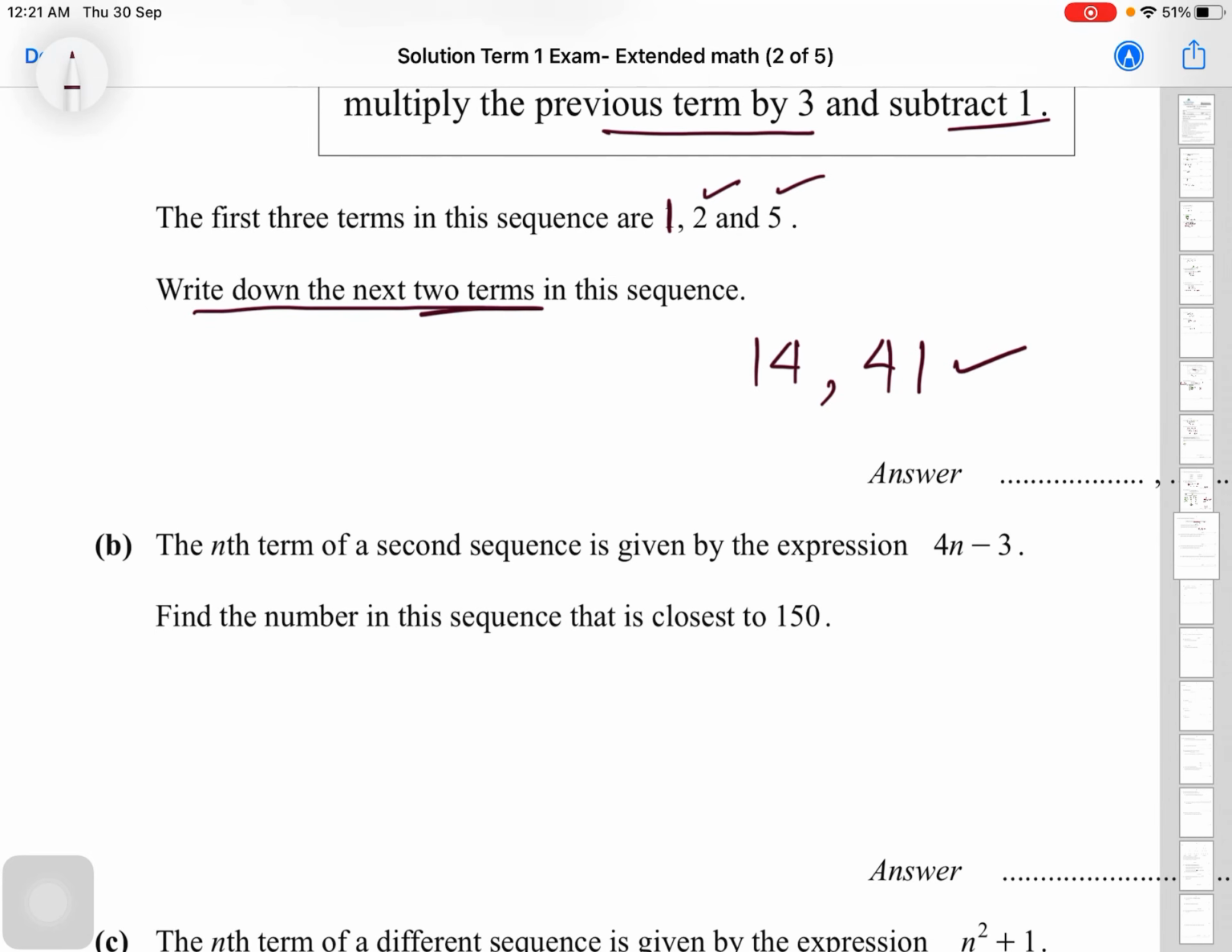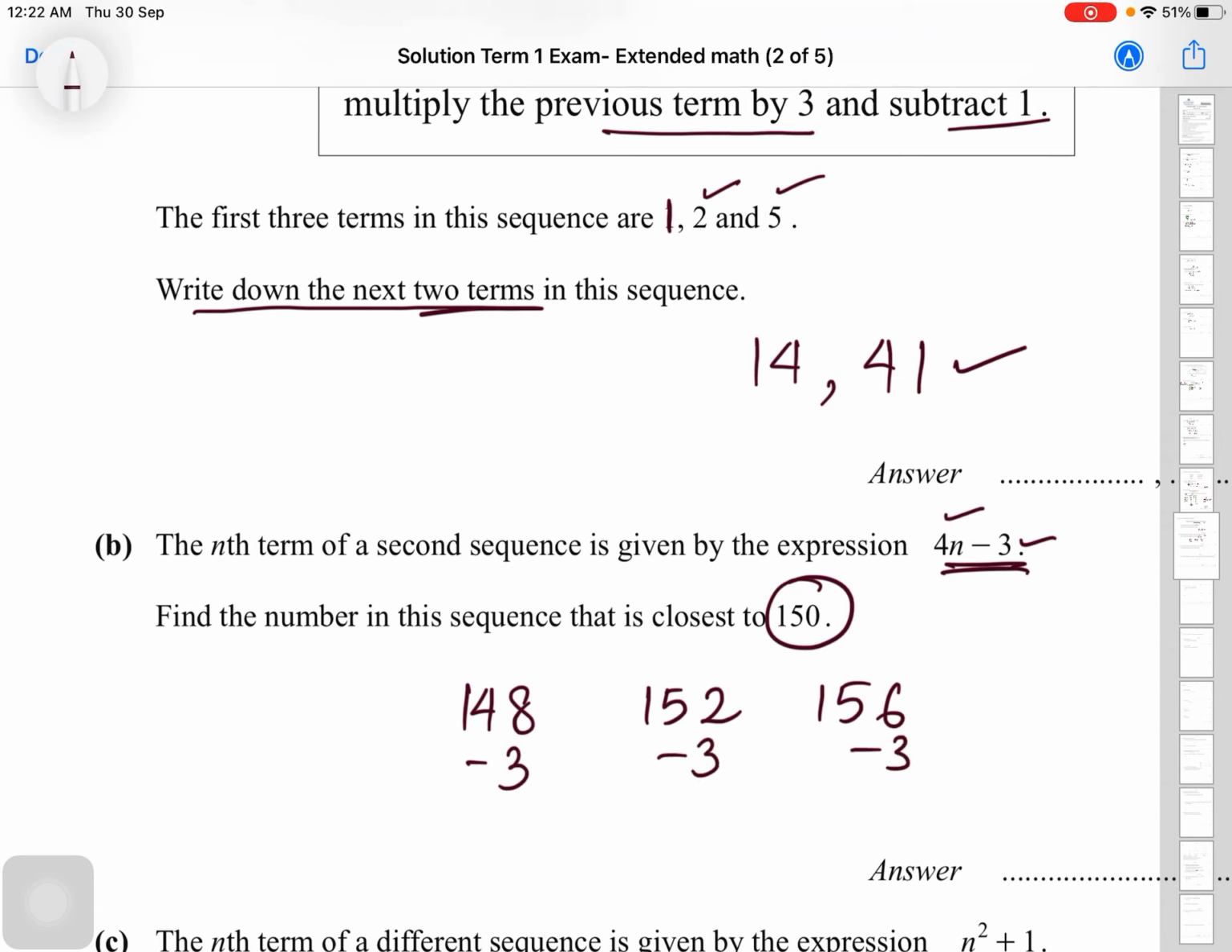The nth term of a second sequence is given by the expression 4n minus 3. Look very carefully. 4n, the multiple of 4 and minus 3. Find the number of this sequence that is closest to 150. So first of all, let's figure out which multiples of 4 are closest to 150. They will be 148, 152, 156 and so on. These are pretty close to 150. Now subtract 3 because 4n minus 3 is the part of the deal. Minus 3, minus 3, minus 3 here also.